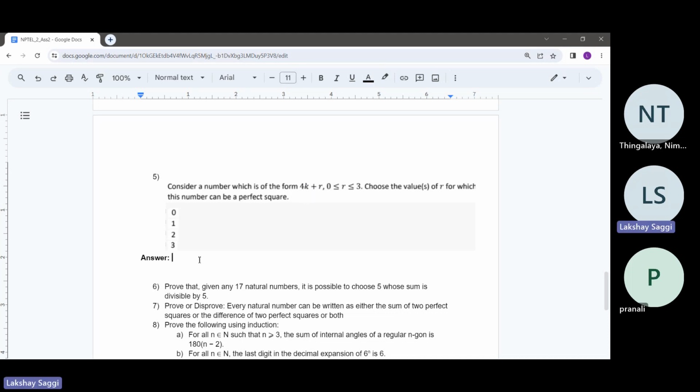Let's say a perfect square is 4. 4 is a perfect square because it's 2 squared, right? So 4 can be written as 4 into 1 plus 0. So in that case, r takes a value of 0. So we know that for r equal to 0, this number can be a perfect square, as is the case with 4. And similarly, consider the number 3 squared, which is equal to 9. So 9 can be written as 4 into 2 plus 1.